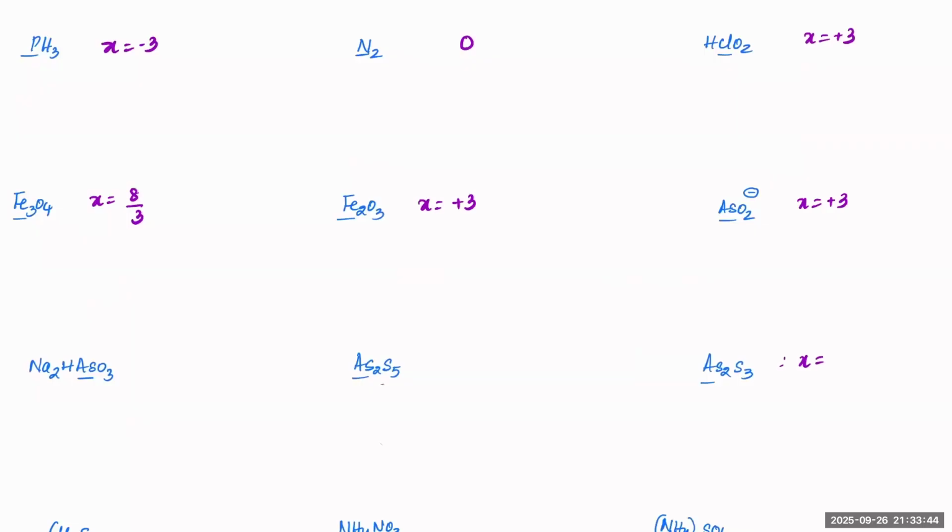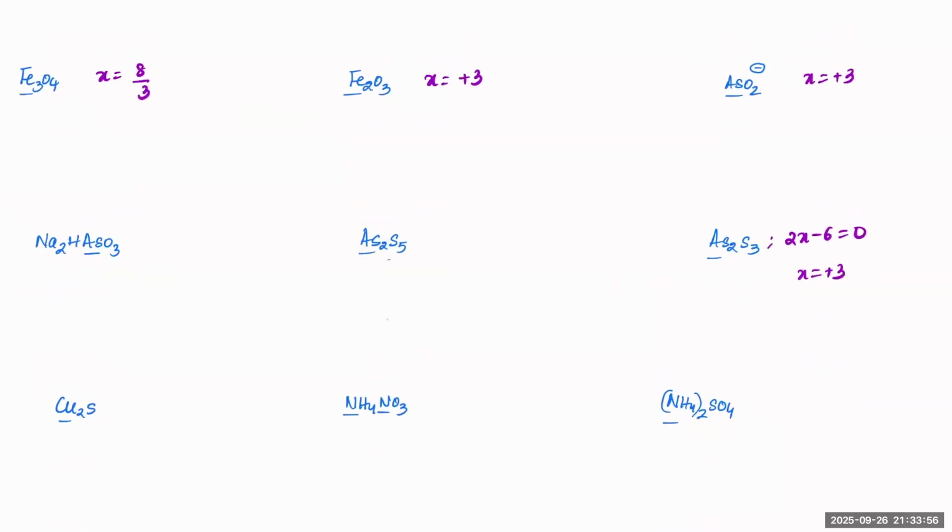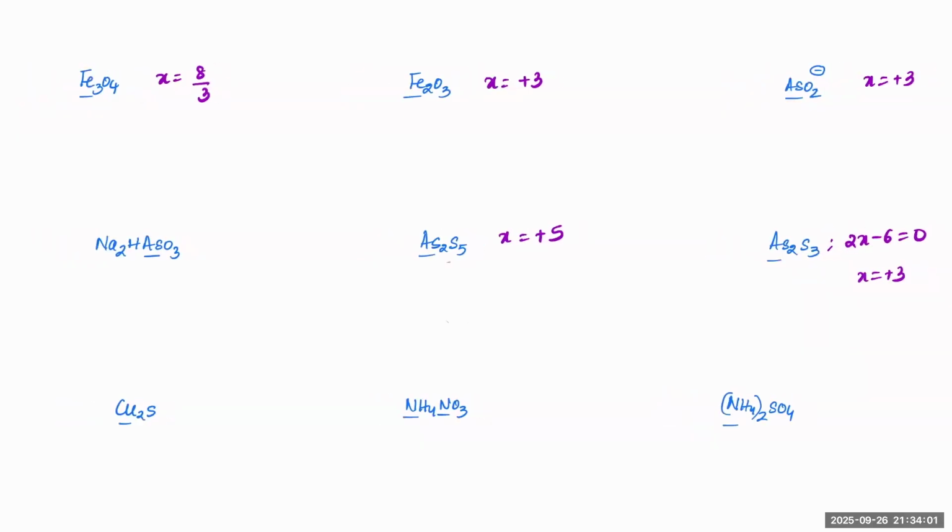Okay. Why? Because sulfur will show -2 oxidation state with metals. So we can see 2x minus 6 equal to 0. So x is equal to plus 3 here. Okay. While here x will be equal to plus 5. Got it? And here x is equal to, you can see 2 times plus 1 plus arsenic is x plus 3 times -2 overall equal to 0. Correct? So x is equal to 3 again.